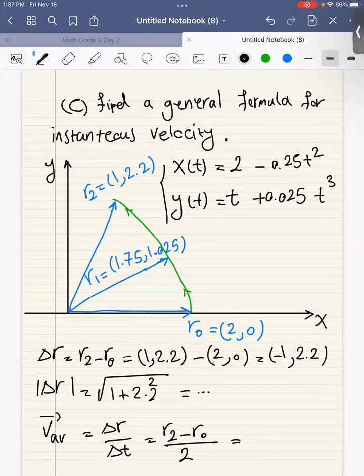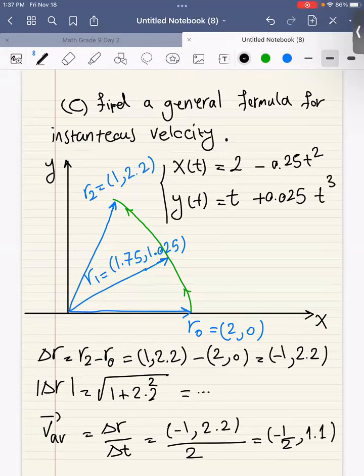Okay, now it comes to the average velocity. Average velocity is delta R over delta T. We just computed delta R. Delta R is minus 1, 2.2, over 2. So it is minus 1/2 and 1.1, right? Okay, so this is the average velocity.